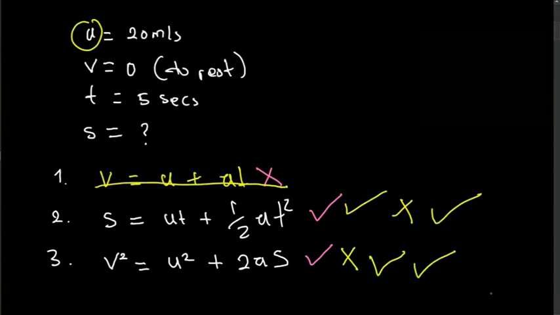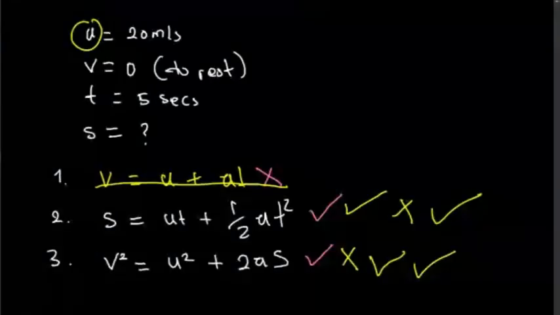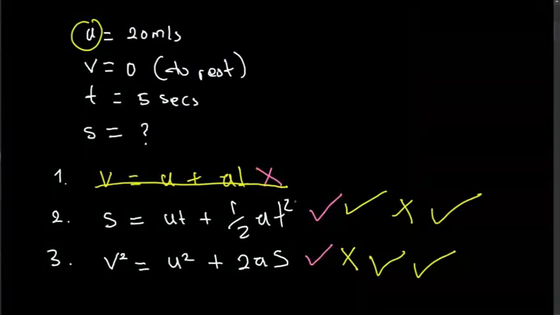Okay. So if you observe very well, we're going to see that none of these equations is actually sufficient to solve this question. But if you check very well, for equation 2 and 3, what do we have missing? For equation 2, we saw that there was no final velocity. But indeed, we had initial velocity, right?